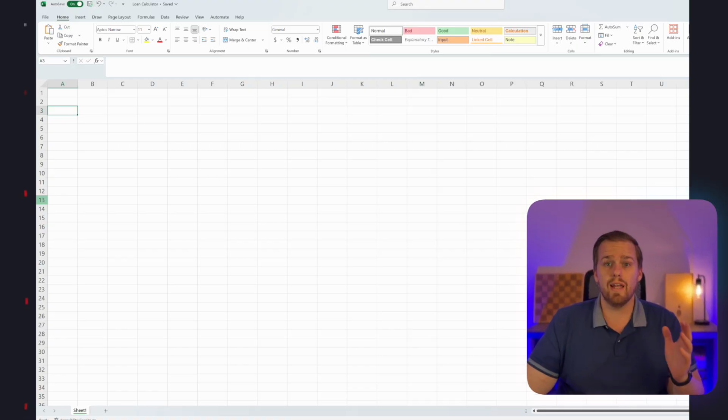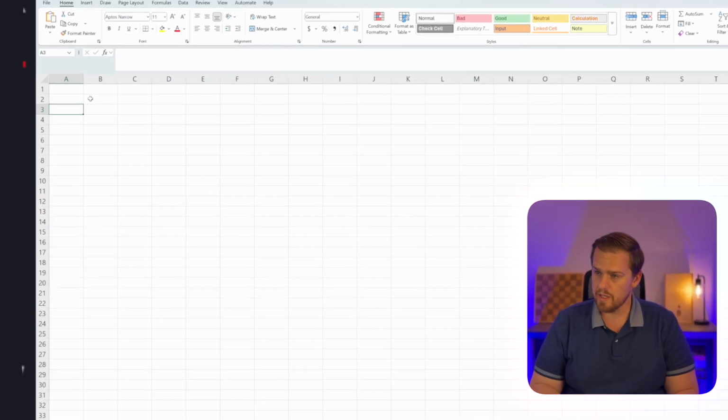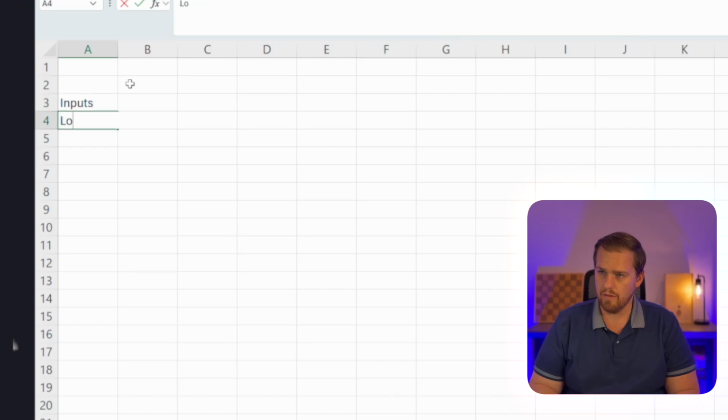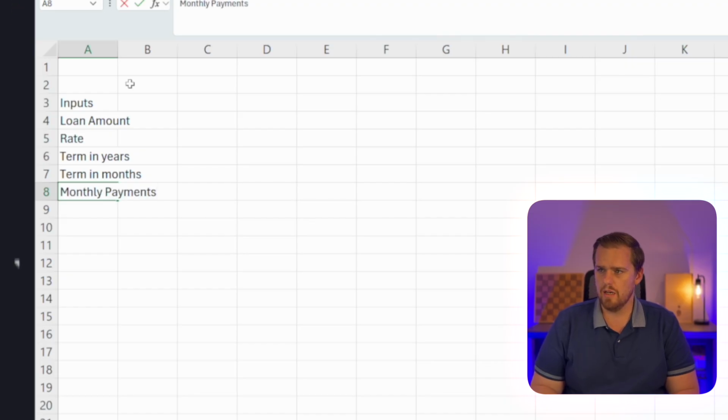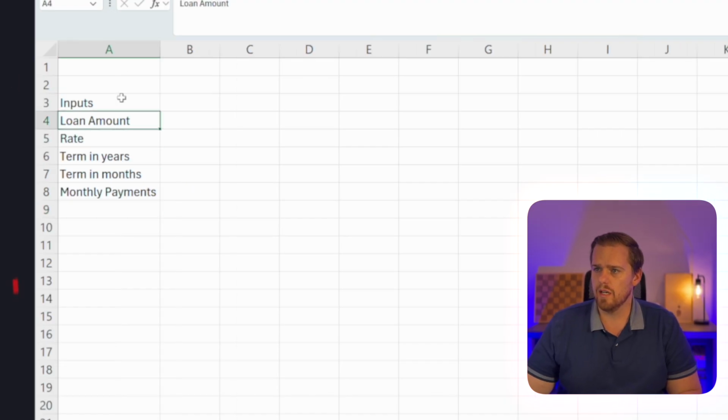So let's go ahead and start with the setup. In Excel, we're gonna have some inputs. We're gonna have the loan amount, the rate, the term in years, and the term in months. And then we're also gonna have the monthly payments. That's very important information to have, and I'm gonna show you how to calculate that. So go ahead and clean that up real quick.